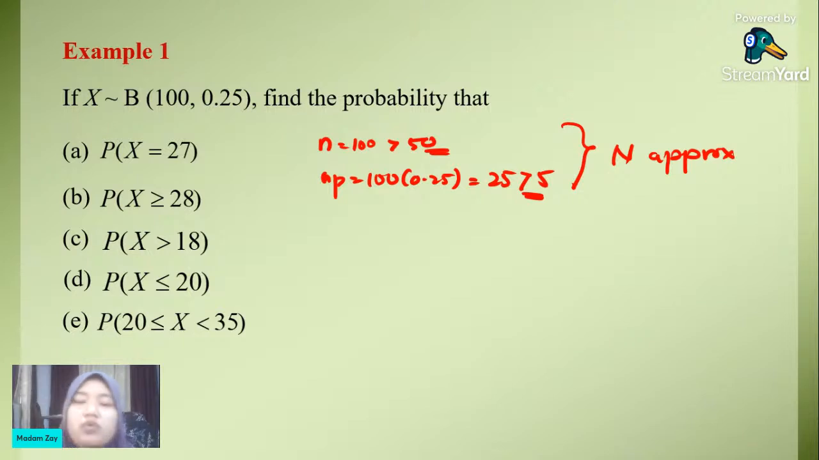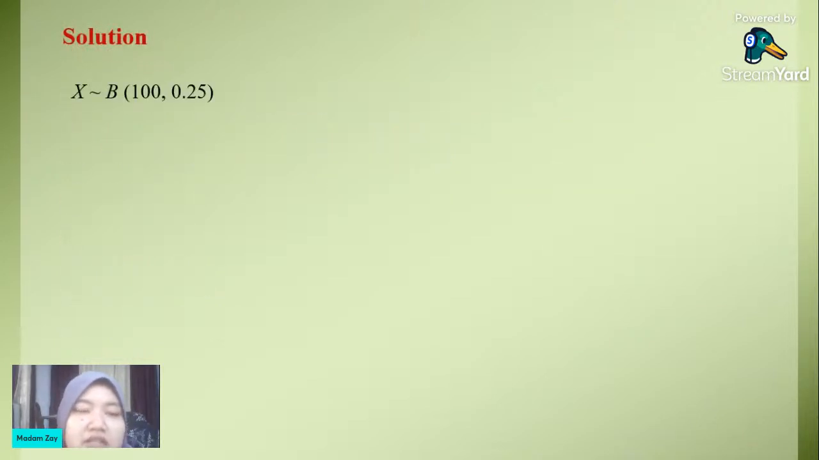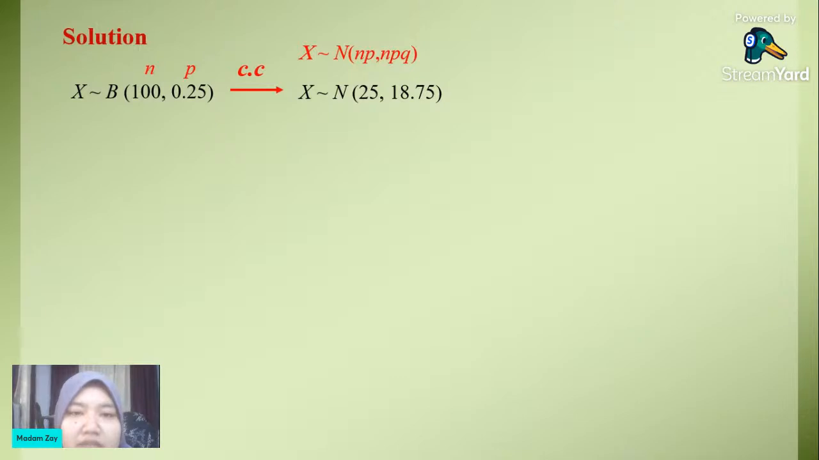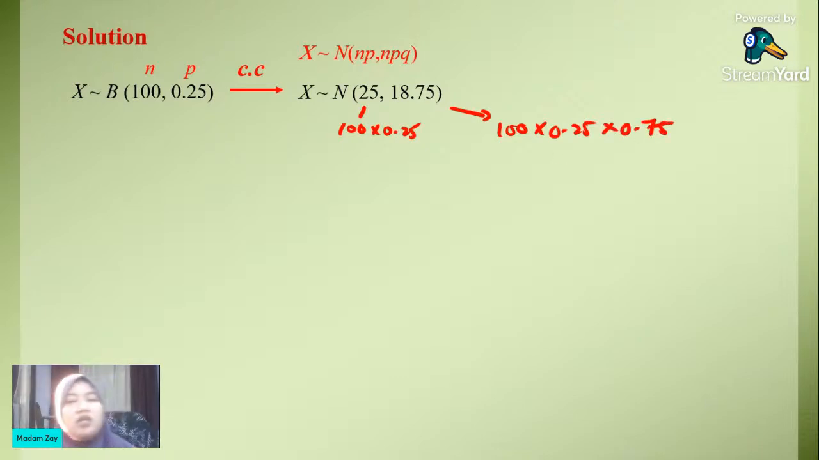Okay, so what is the normal approximation? So x is a binomial with 100 and 0.25. After the approximation, x will be the normal with 25 as the np and 18.75 as npq. So this one is 100 multiplied by 0.25. This one is 100 multiplied by 0.25 multiplied by 0.75, which is the q. Okay, now we have the normal distribution already.